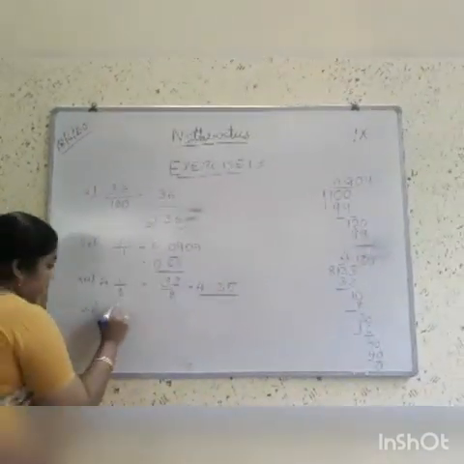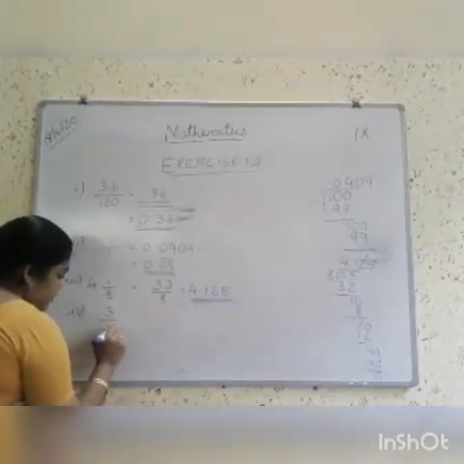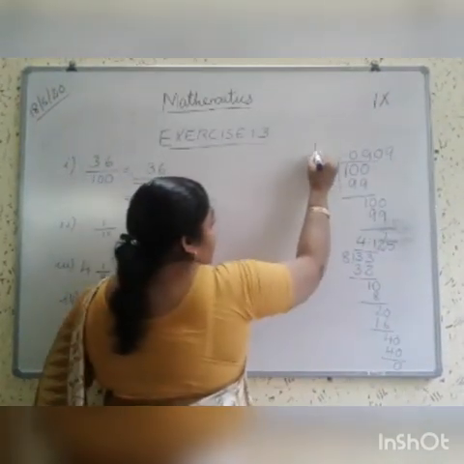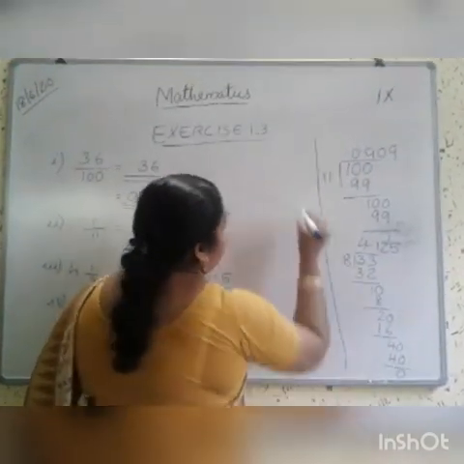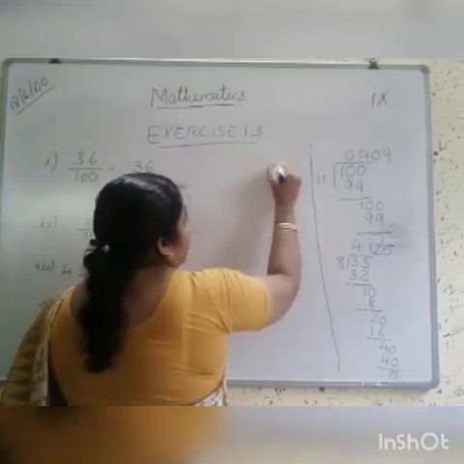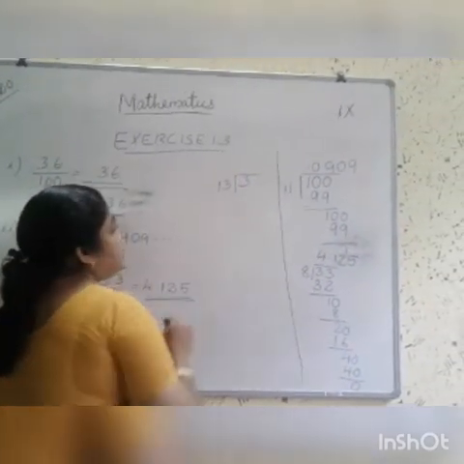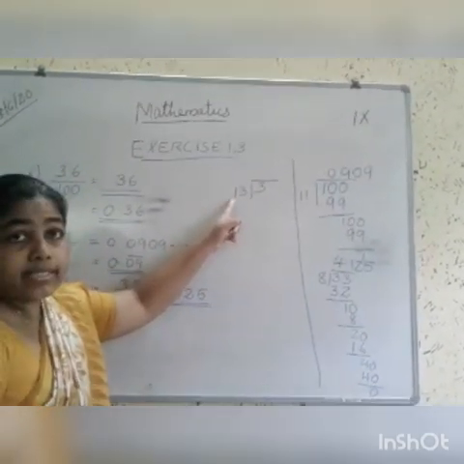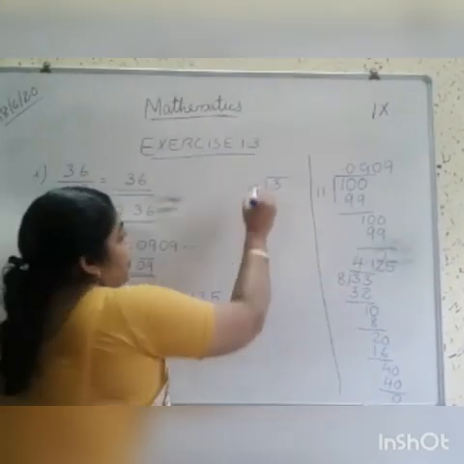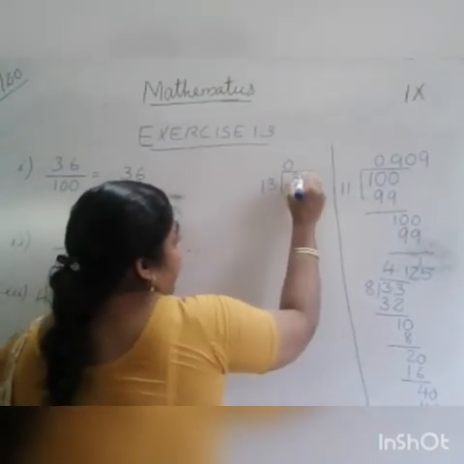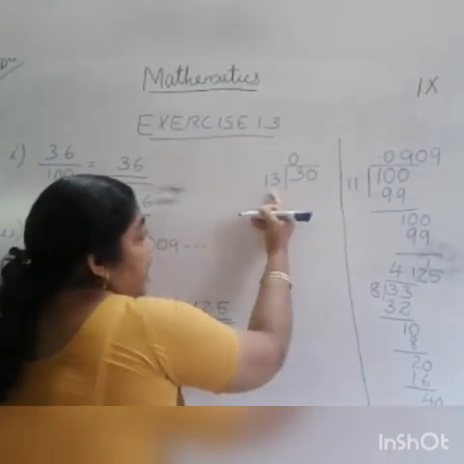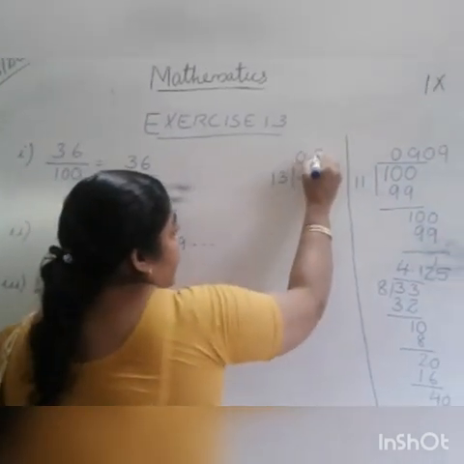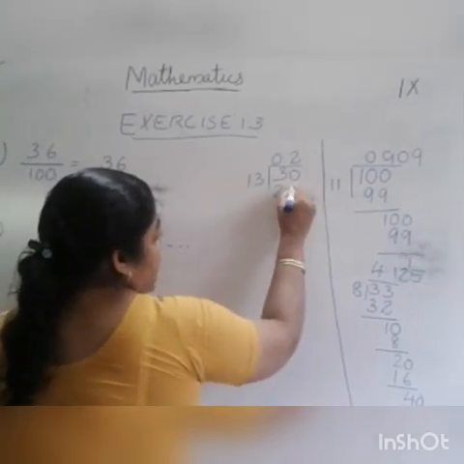3 by 13. Then we can do 3 divided by 13. In 3, how many 13s are there? 0. So we can give 0.30. In 30, how many 13s are there? 2. 2 13s are 26.